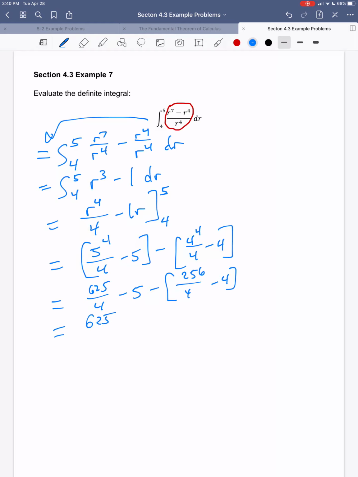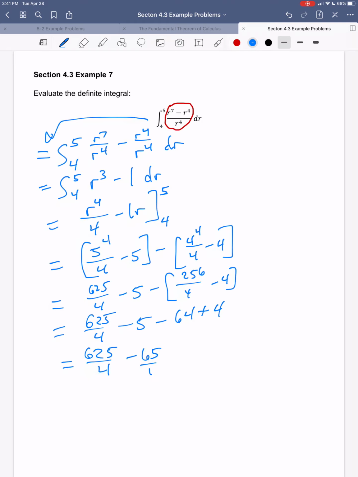So 625 over 4 minus 5. 256 over 4 is 64. Minus a negative 4 becomes plus 4. So I get 625 over 4 minus 5 plus 4, negative 1 minus 64 gives me negative 65.